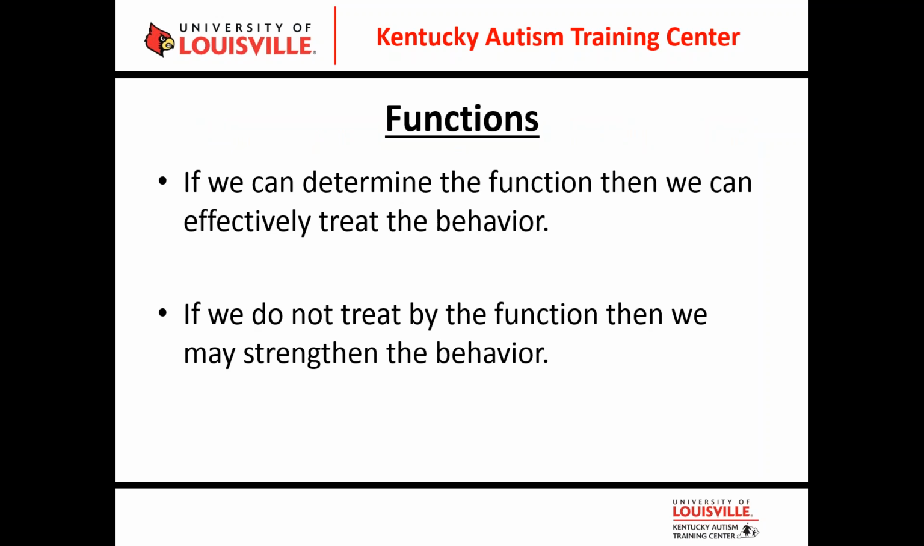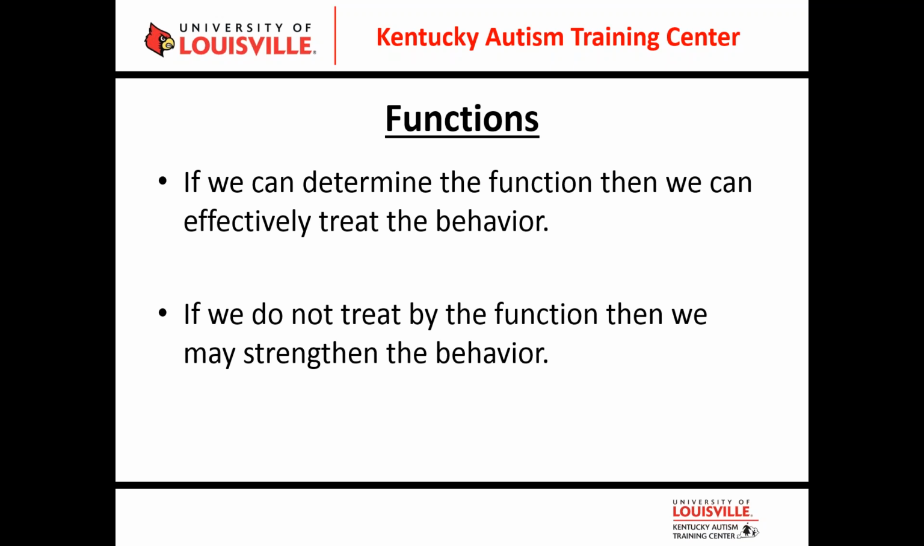So with individuals with autism, if we want to appropriately replace those behaviors, we have to determine the function so we can effectively understand how to treat it. And if we don't treat it by the function, then we may strengthen those behaviors. For example, from the functions we saw on the previous page, a child may engage in behaviors for attention. Well, if we say, I think he's doing it for access to items, we may give them more attention for it, when they're actually doing it for attention. Or we may think they're doing it for access to items, but it's really attention. So we may treat that inappropriately, and the behavior continues to go on an upward trend.